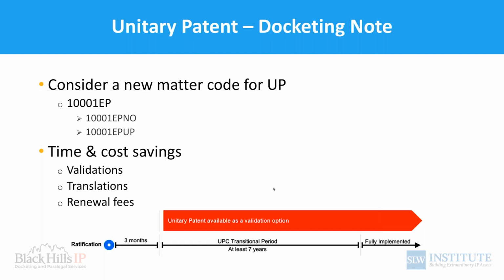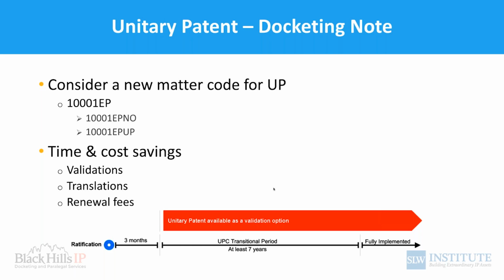Further docketing notes include we would recommend considering a new matter code or new file code for UP cases. Presently, we would have a number stem, followed by EP for European patent, to which we would add the national validations thereafter. So NO for Norway, FR for France, etc. We're now going to implement a system where we have UP for unitary patent validations.